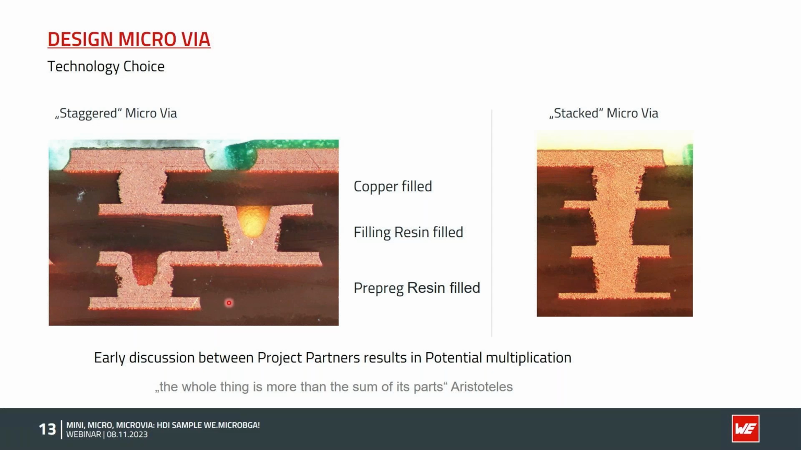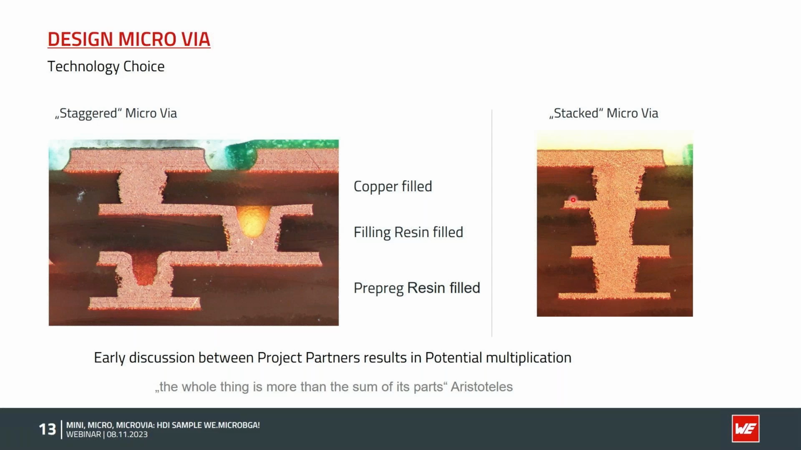And here a standard, more or less non-filled microvia, but of course in the pressing cycle, the pre-preg resin of this pre-preg will flow in the microvia and fill the gap. So it is pre-preg resin filled. On the other hand, we have stacked microvias.